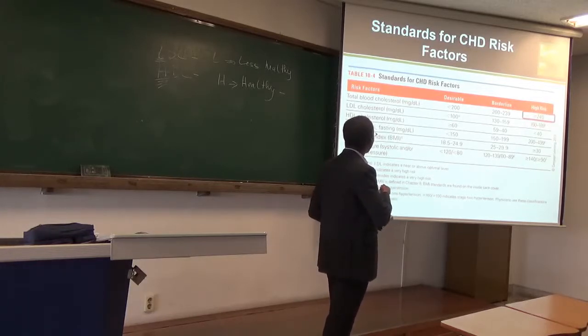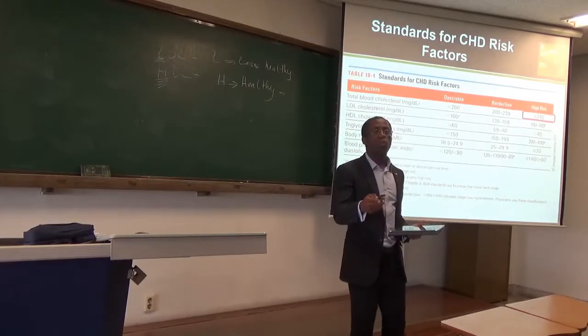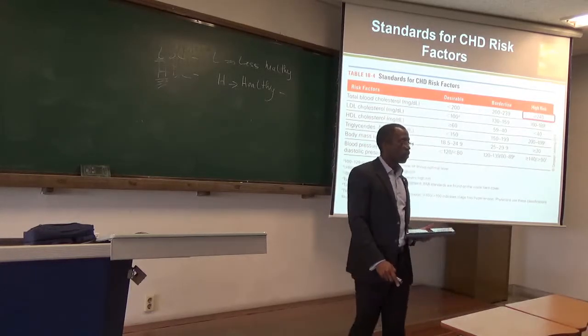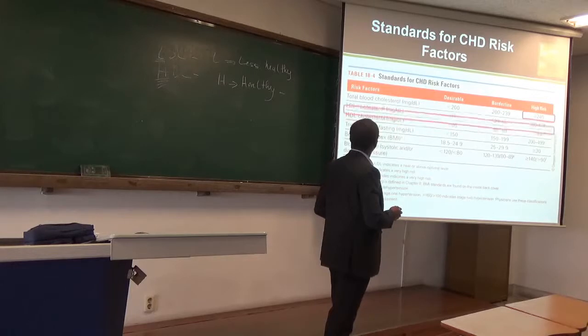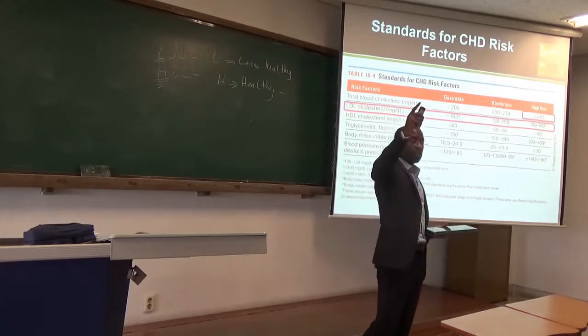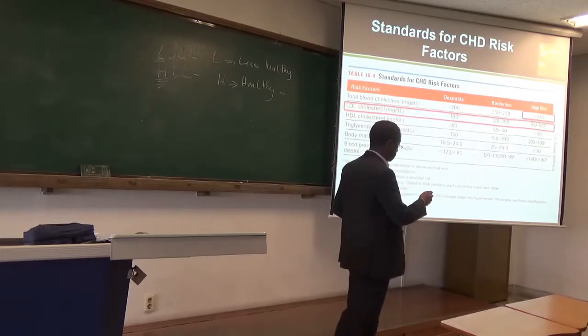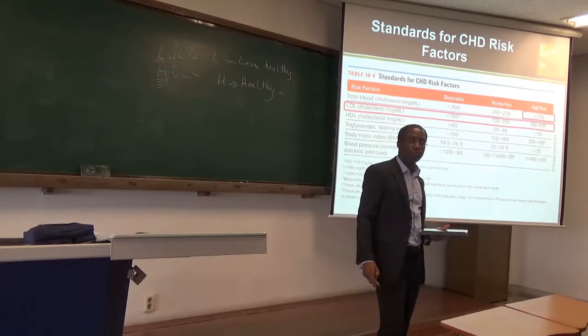If your total blood cholesterol is over 240, then you are at risk of what? Of developing coronary heart disease. Okay? Now LDL cholesterol, what did we say? It is the bad cholesterol, okay? So that one, if it's between 160 and 189, you are also at risk. Borderline, 130 to 159. If it's below 100, oh, we're good. Okay?